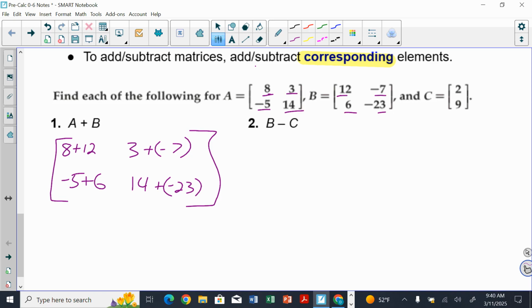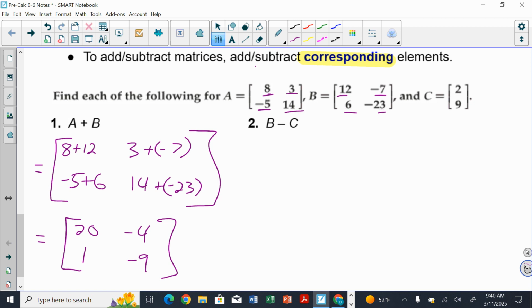Okay, so when we add those up, 8 plus 12 is 20. 3 plus a -7 is -4. Then you've got 6 and -5 is 1, and then 14 and -23 is -9. So simple as that. That's your final answer for them.